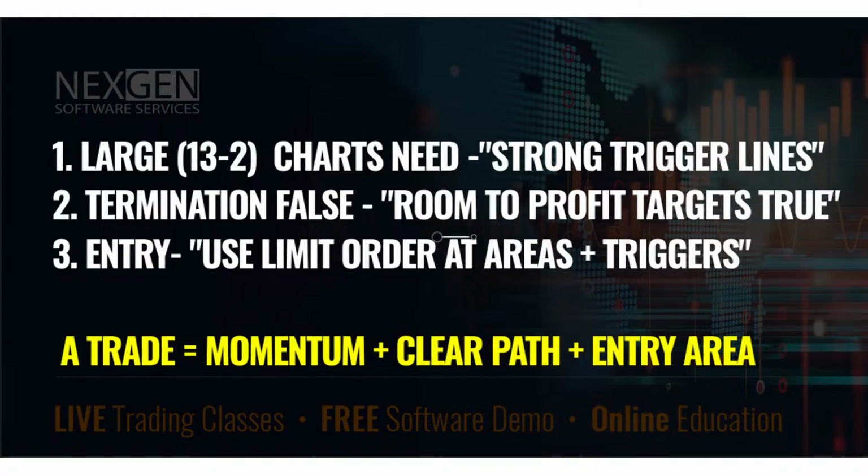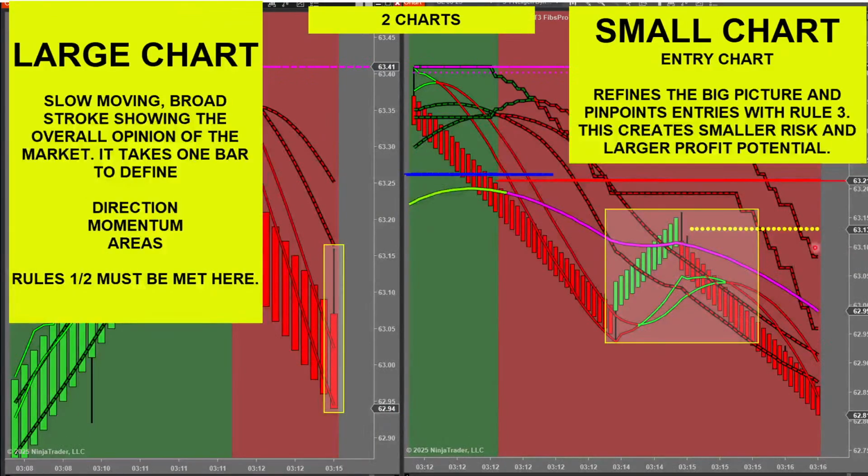So it's only 3 rules. We're going to keep it simple. Don't overthink it. It's only 2 charts to make it happen. You've got a large chart. It's a slow moving chart. It's a broad stroke of a brush, guys. It's hard to see change on this big slow chart. But from the most current bar printing, the first bar on the large chart, you'll be able to define direction. You'll see that advantage of momentum, and you'll know whether or not you have a clear path. Your first 2 rules are always met on the large chart.